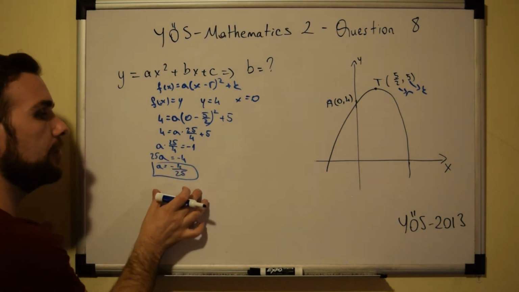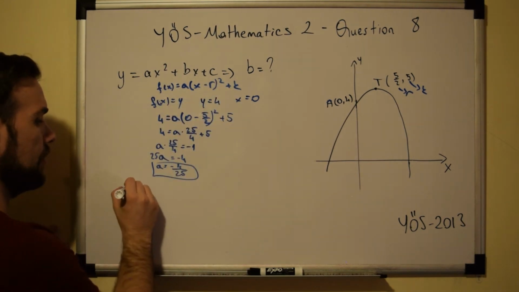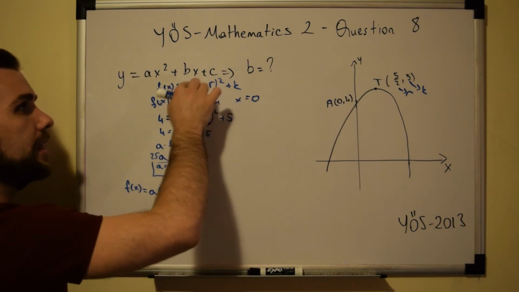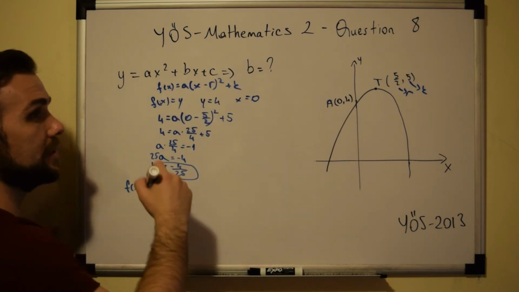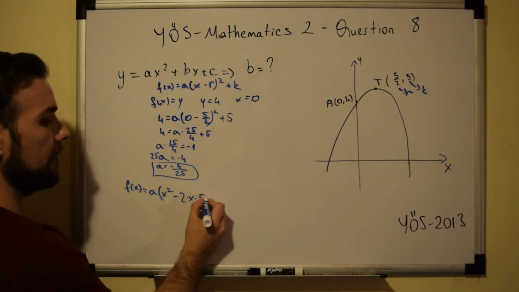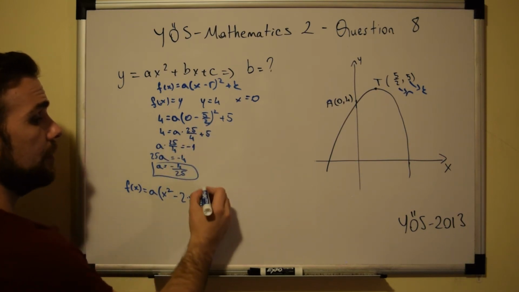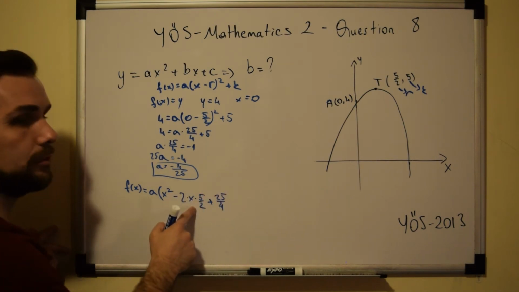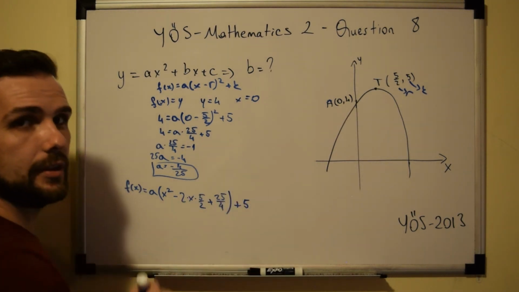Now that we found the value of A, we will use this function to find the values of B and C. So f(x) is equal to A times, what is another way we can write (x minus r) squared? We know the first number squared, minus 2 times the first number times the second number. So we have 2 times x times 5 over 2. And we have minus, in this case we have plus, which is 25 over 4, because 5 squared is 25, 2 squared is 4. And after that we have plus k, which is plus 5.